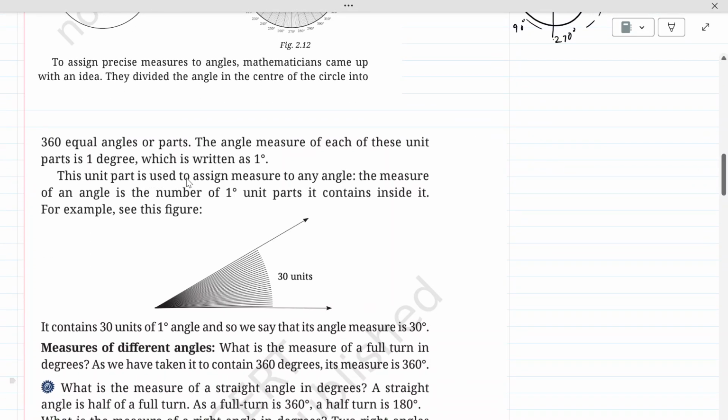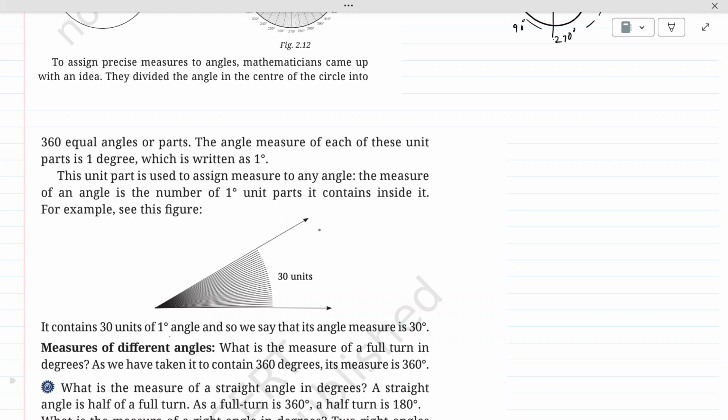Okay, now next, this unit part is used to assign measure to any angle. The measure of an angle is the number of 1 degree unit parts. Same thing we have done. Example, if we see this figure, it contains 30 units of 1 degree.